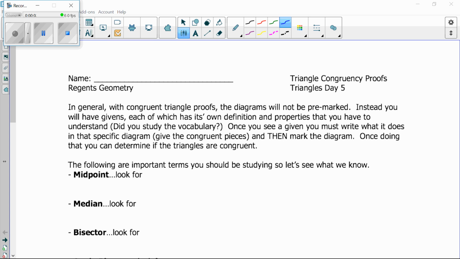So today we are going to start our triangle congruency proofs.